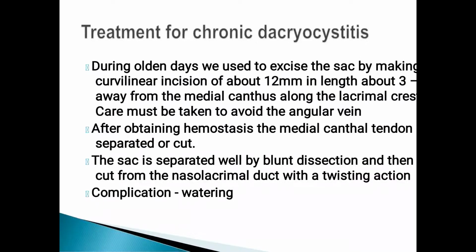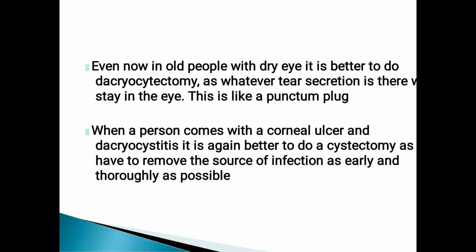This slide shows how we do dacryocystectomy. So we make a curvilinear incision around 12 millimeter in length, 3 millimeter away from the medial canthus along the lacrimal crest, and then we separate the lacrimal sac and remove it. So dacryocystectomy is done when the patient is very old and may not be able to tolerate dacryocystorhinostomy, or if we suspect any tumor in the lacrimal sac.